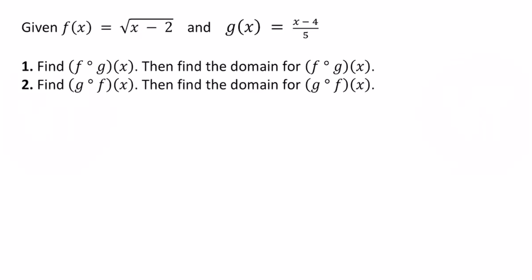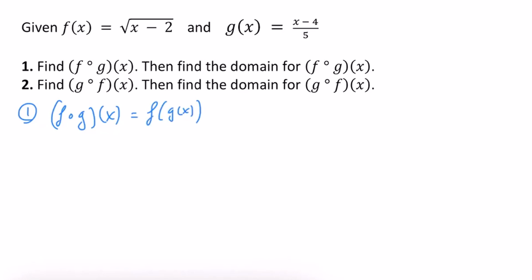Given f of x is equal to the square root of x minus 2 and g of x is equal to (x minus 4) over 5, we want to find f circle g and its domain, and we want to find g circle f and its domain. So let's start with the first one, f circle g of x. f is the outside function, g is the inside function. So this is f of g of x.